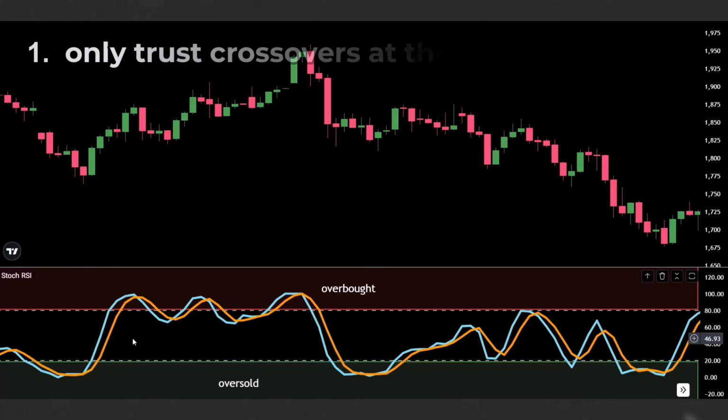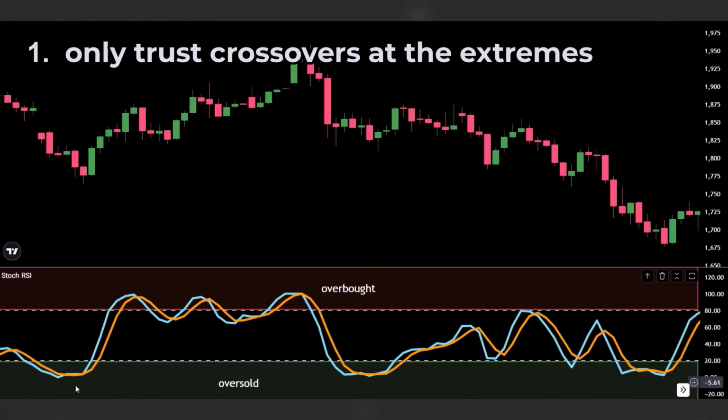Rule number 1. Only trust crossovers at the extremes. That means for a buy signal, we want the K line to cross above the D line below 20 in the oversold zone. For a sell signal, we want the K line to cross below the D line above 80 in the overbought zone. If the crossover happens in the middle between 20 and 80, we simply ignore it.